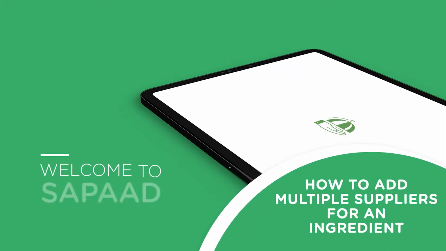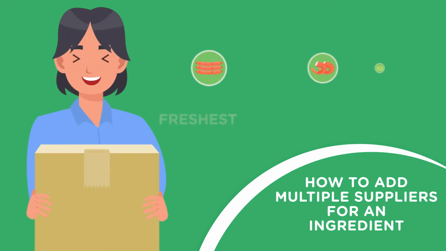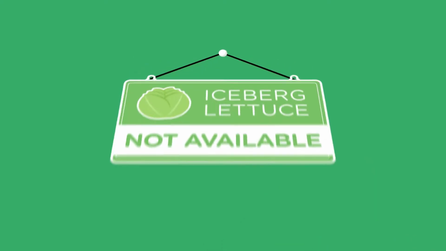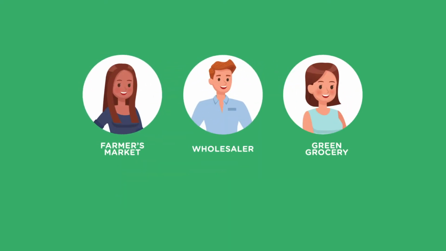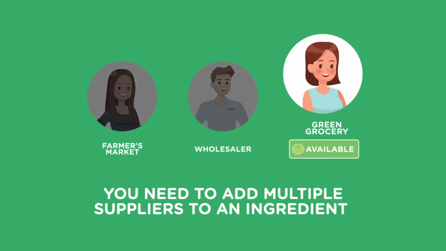Having high quality ingredients is the key to great recipes and restaurant success. Finding the right suppliers to provide you with the freshest and best ingredients is crucial. Let's say your regular supplier has run out of lettuce, and you need to turn to another supplier to get the ingredient you need. You need to add multiple suppliers to an ingredient.